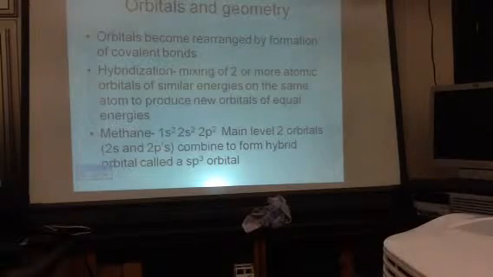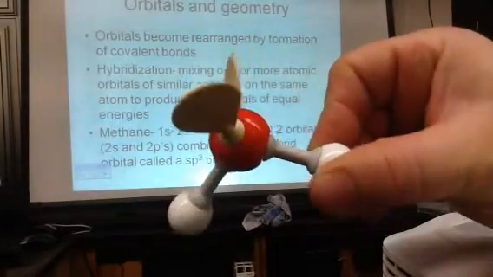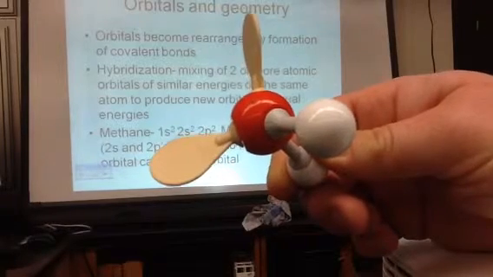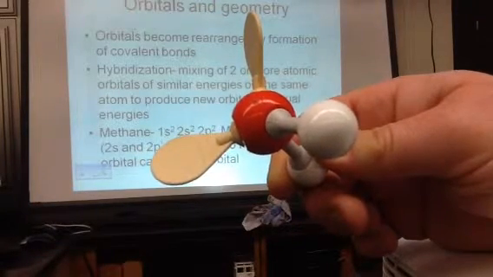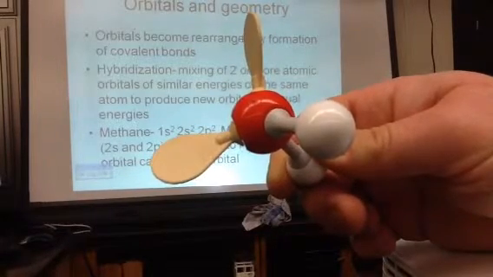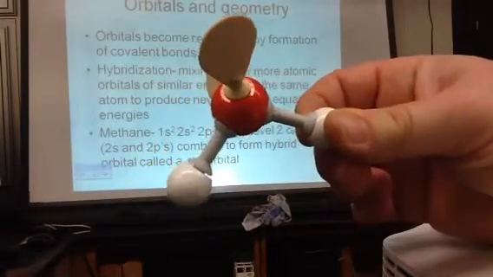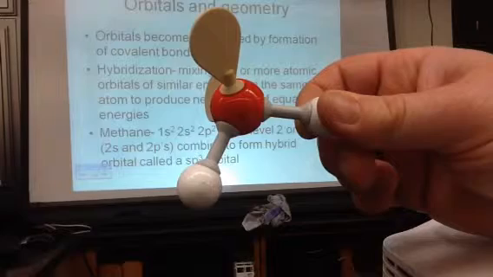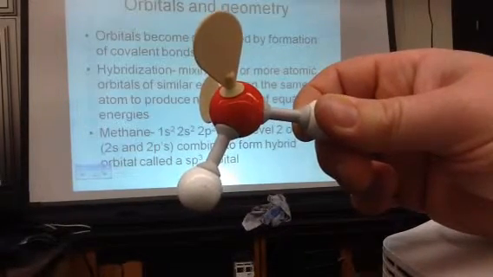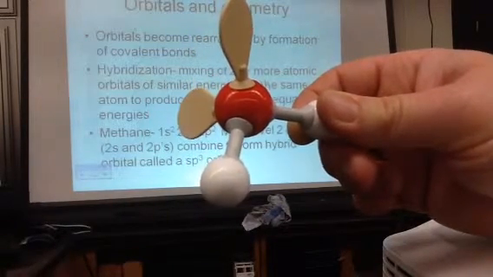So let's do this one together. This is water, H2O. How many unshared pairs are on the central atom? 2. And the next column is total number of effective pairs on the central atom. That's how many things are bonded to your central atom. So how many things are bonded to the central atom here? 2.